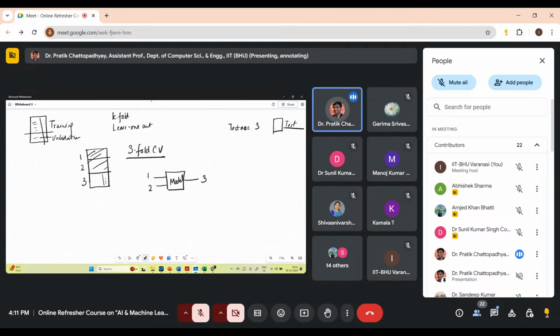Similarly, we can train the model on part 1 and 3. We can get a test accuracy on part 2. We can train the model on parts 2 and 3. We can get a test accuracy for part 1. So these 3 test accuracies we got, we can average them. So this gives an estimate of how the model will perform on unknown data.